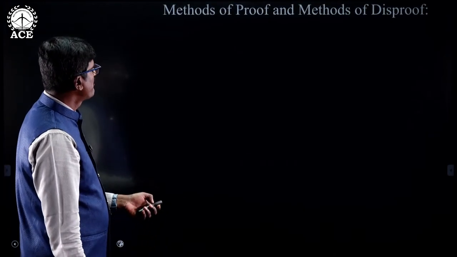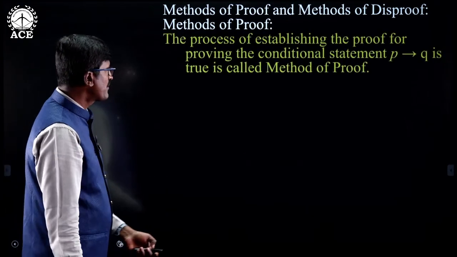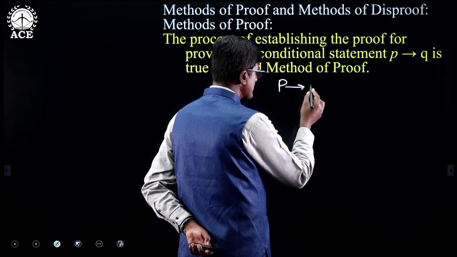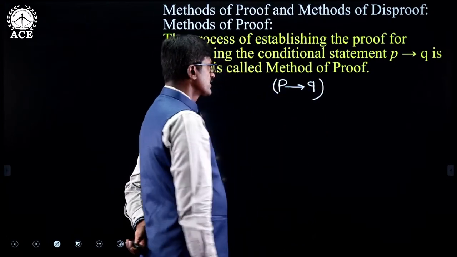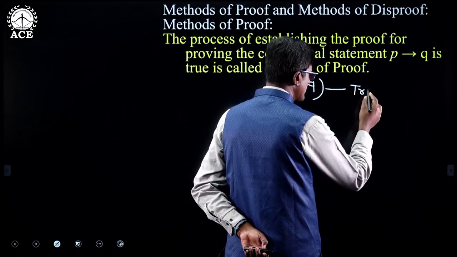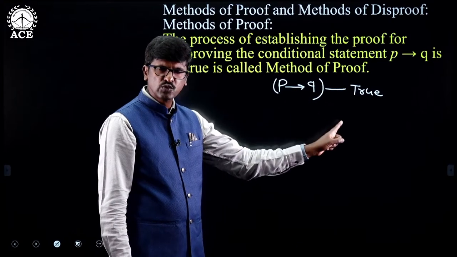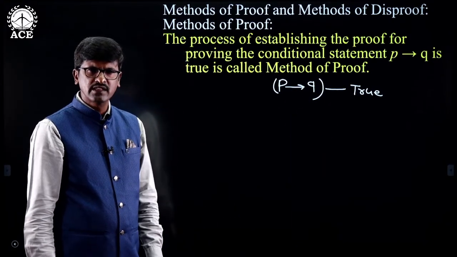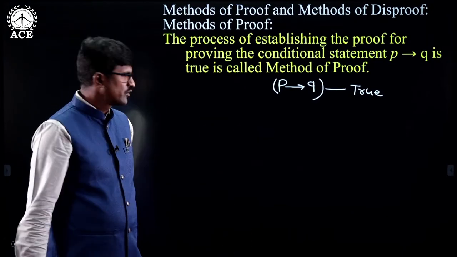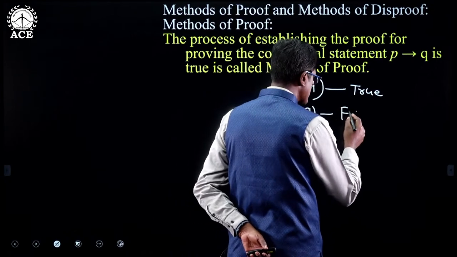The next topic is methods of proof and methods of disproof. Now first we'll see the methods of proof. Methods of proof is nothing but you will be given some conditional statement P conditional Q. You have to prove that this conditional statement is true. The process of proving the given conditional statement is true is called method of proof. And the process of proving P conditional Q is false.